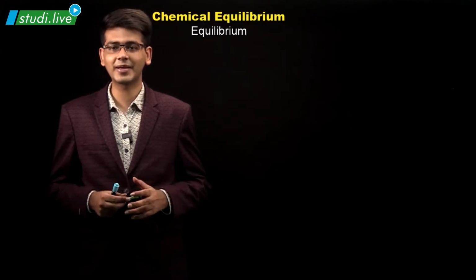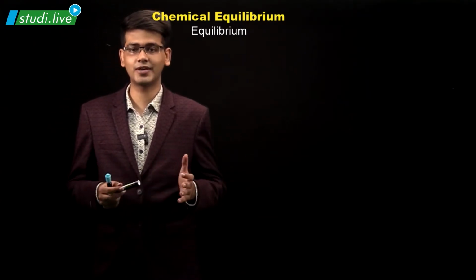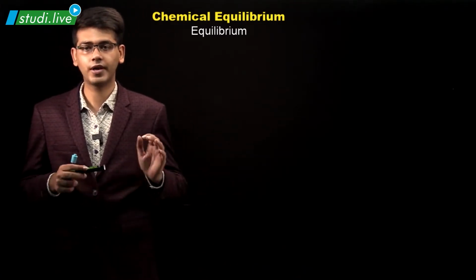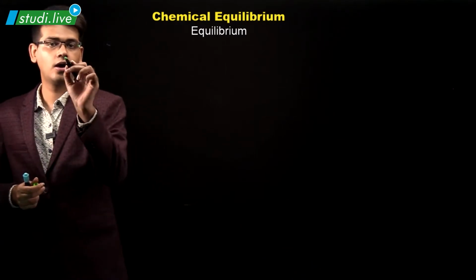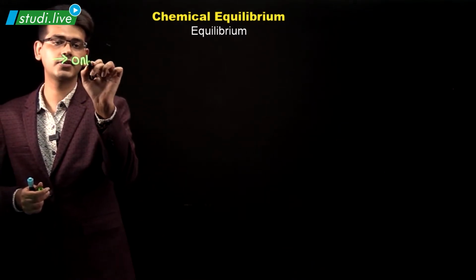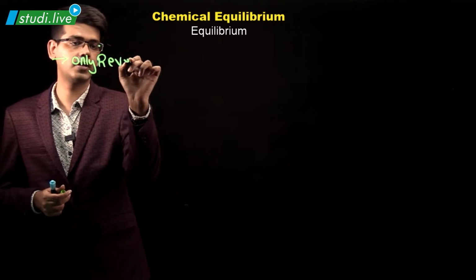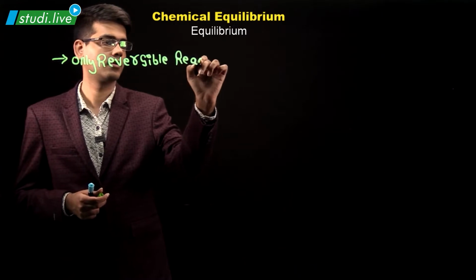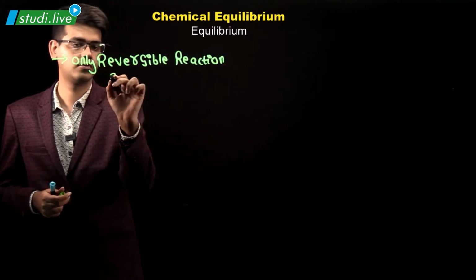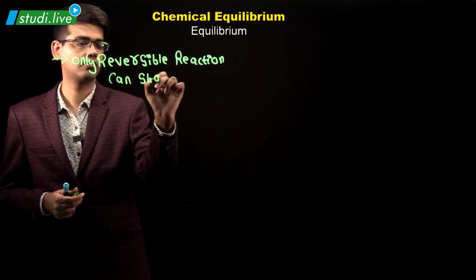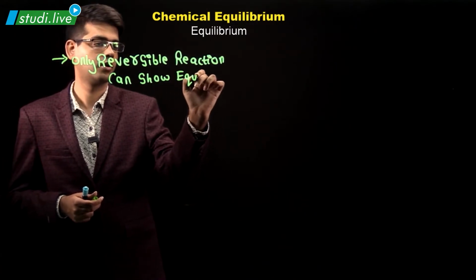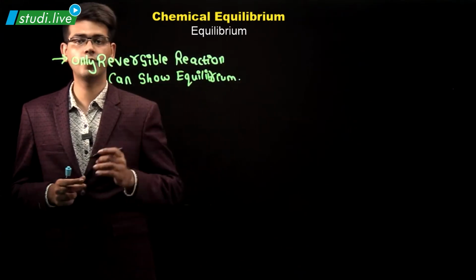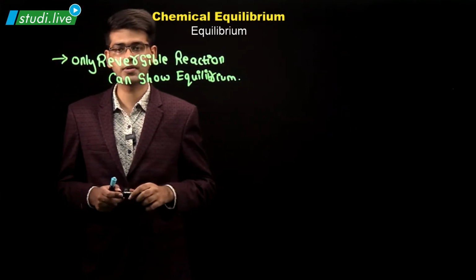We are learning the chapter Chemical Equilibrium, and in this video we will understand what equilibrium actually is. The very first important thing to remember for any equilibrium reaction is that only and only reversible reactions can show equilibrium. Irreversible reactions will never show equilibrium. Equilibrium is only seen in the case of reversible reactions.